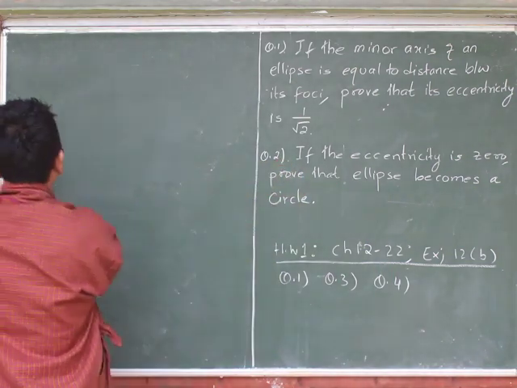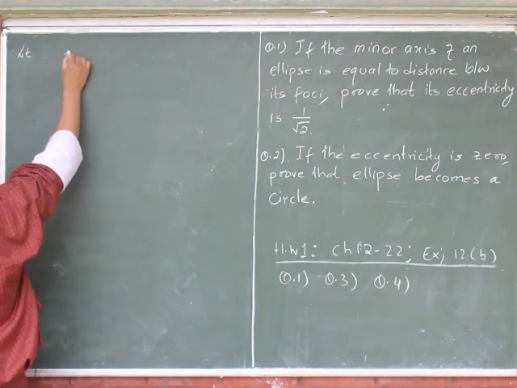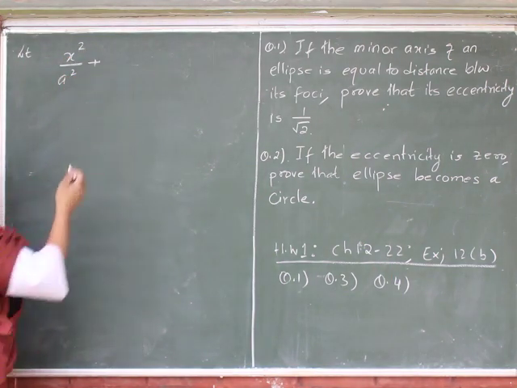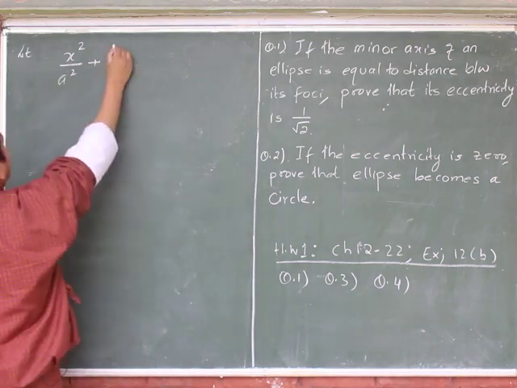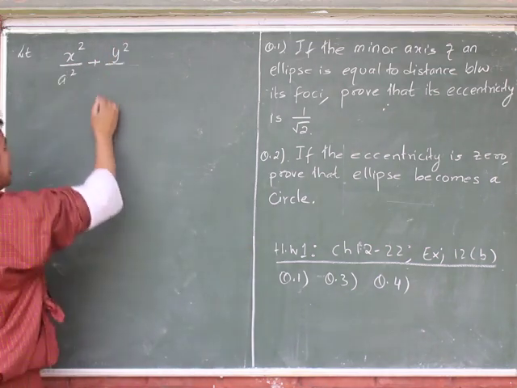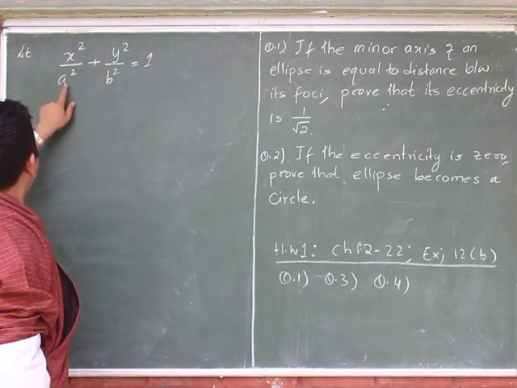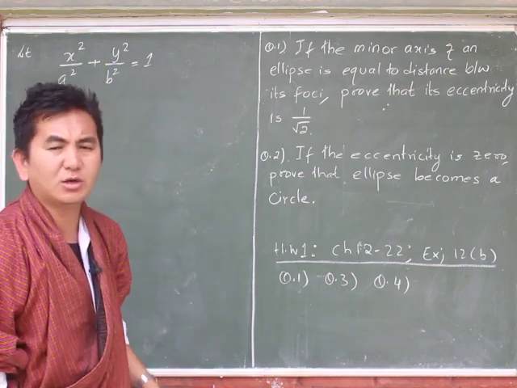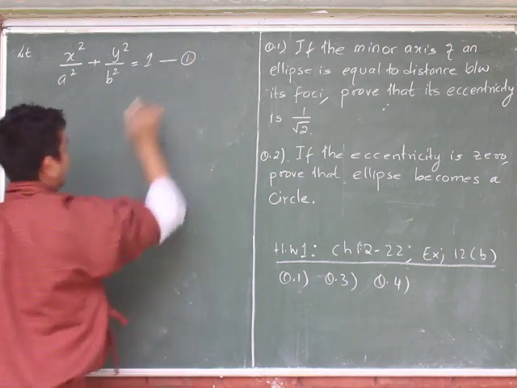Let me show you. Let the equation of an ellipse be x square by a square plus y square by b square equal to 1. You can take horizontal or vertical, whichever you like. Major axis along x-axis, this becomes the equation of the horizontal ellipse. Remember here, major axis along x-axis, minor axis along y-axis, so definitely this becomes a horizontal ellipse. Let this be equation number 1.